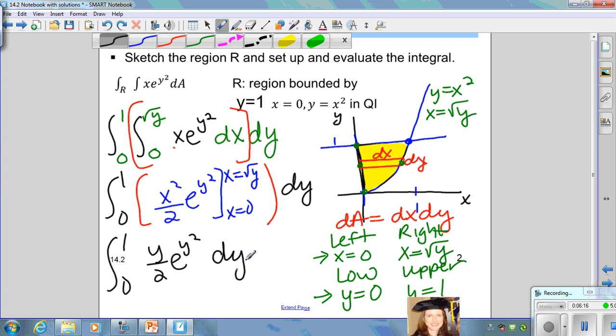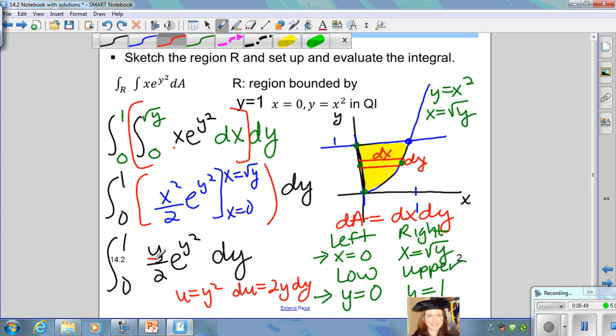So now you have a single definite integral. This can be solved using U substitution, or you can approximate it using the integration feature on a graphing calculator. If you're using U substitution, you would let u equal y squared. Then your du would have to equal 2y dy.